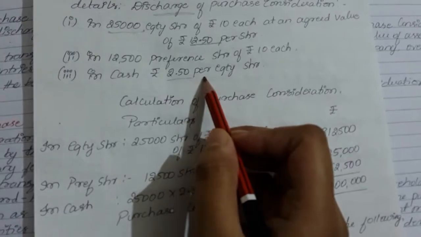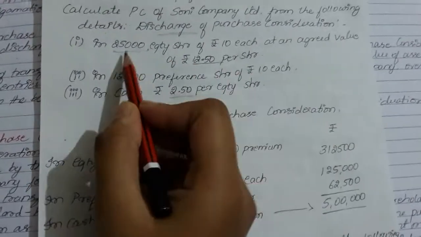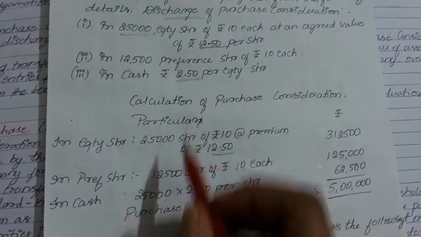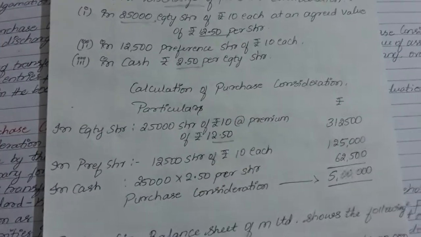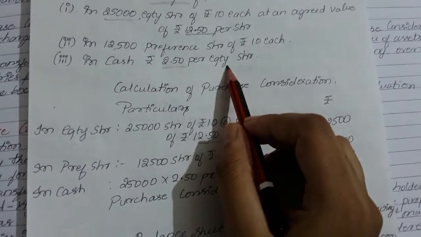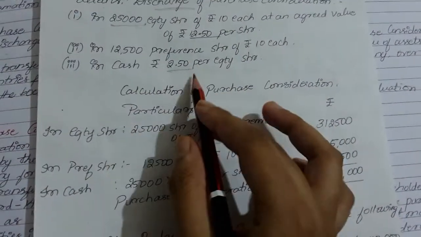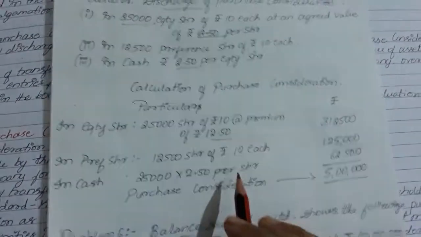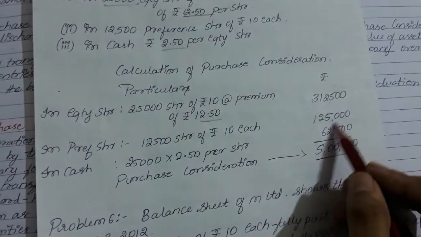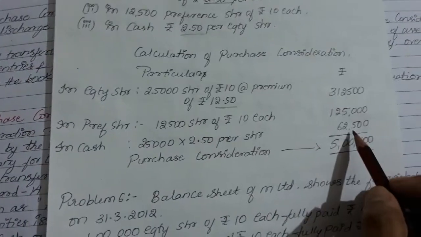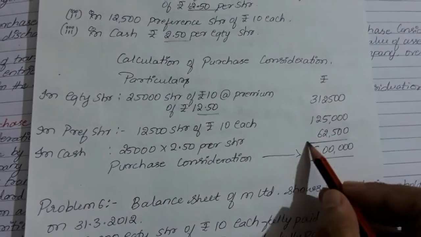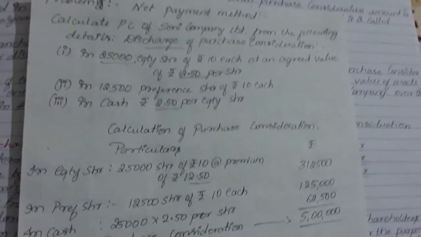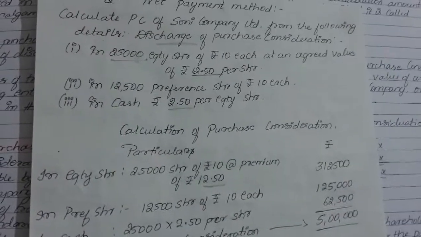2.50, that is 2 rupees 50 paise per equity share. So the number of equity shares is 25,000. What is the value? That is 2.50. So this is not equity share, they are not issuing equity share, this is in the form of cash, but they are considering only the number of shares here, that's all. So 62,500 is the value in the cash. So totally it is 5 lakh rupees, the purchase consideration.